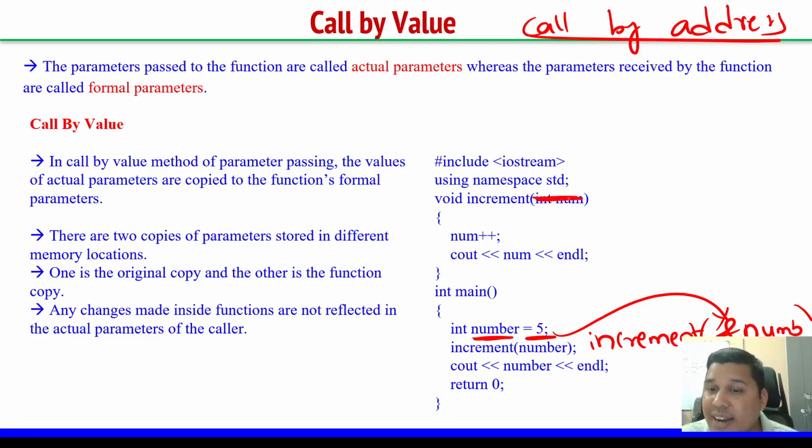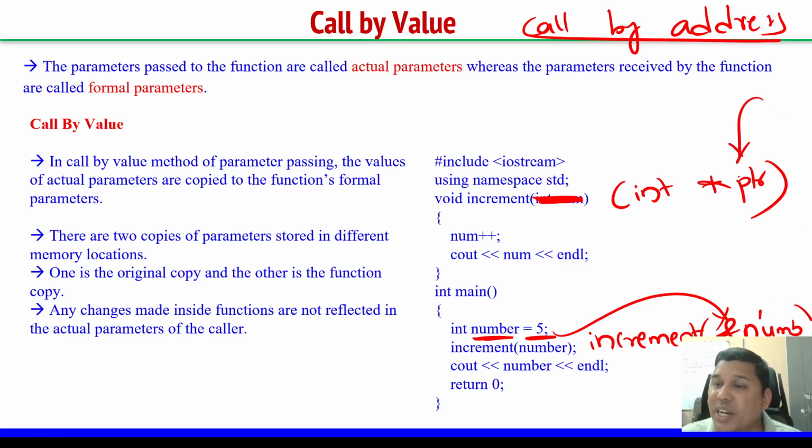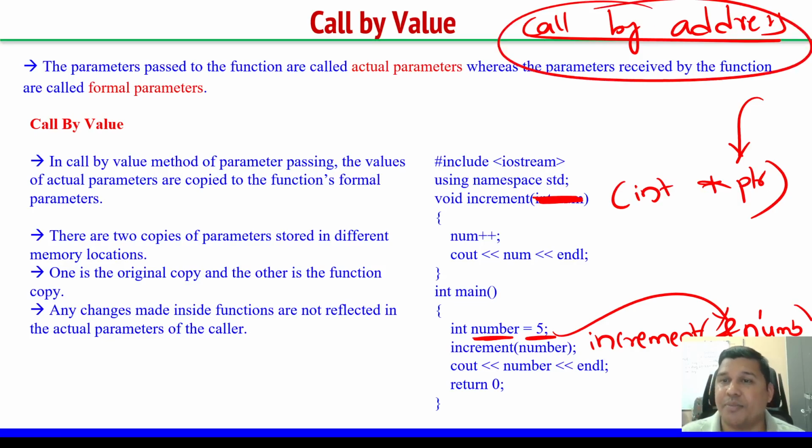And what change do I have to do here? I have to write pointer, int star ptr. Like this I have to write. When you are sending an address, ptr is a pointer which will receive this address. Okay. So this is about call by address.